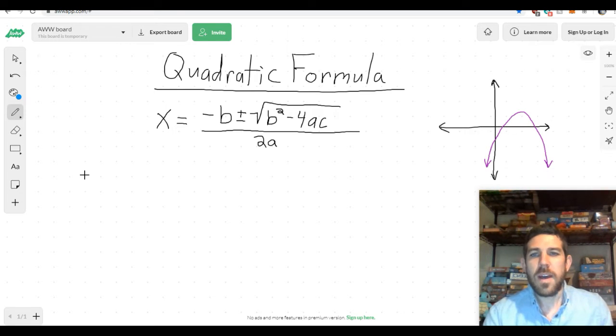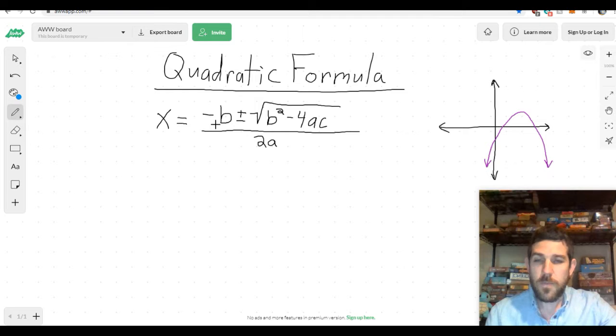Today we're going to talk about the quadratic formula. The quadratic formula is just another way to solve quadratic equations. We learned a lot of other ways like factoring and completing the square, or even just looking at a graph. Remember, the solutions to the quadratic equation can be found as their x-intercepts. So when y is 0, what is the value of x? That's what we're going to try to do today using this formula.